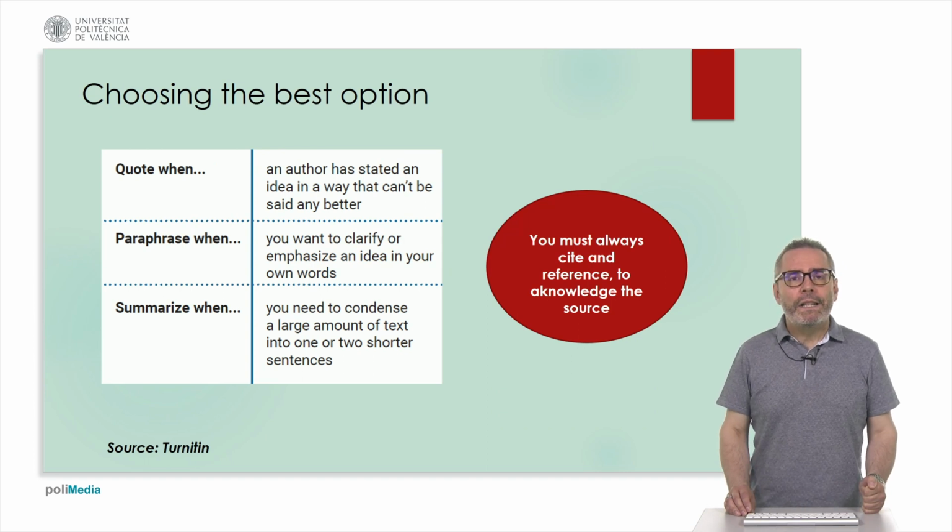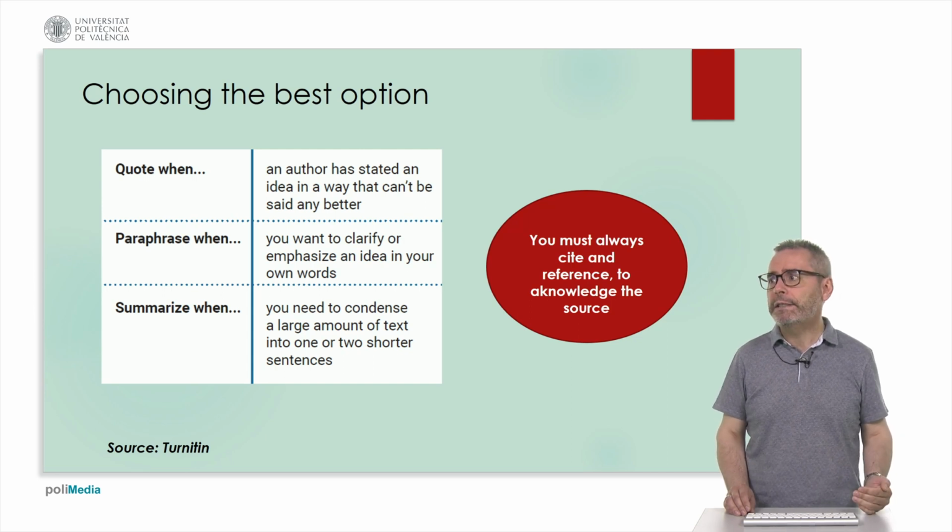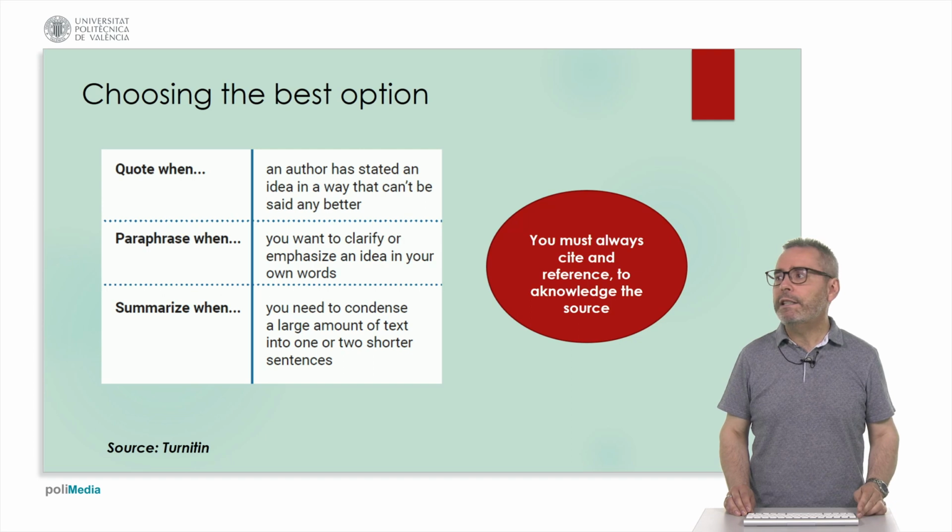Then, when it comes to choosing what is the best option, we must quote when what an author has stated cannot or is very difficult to express in different ways. We paraphrase when we want to clarify or emphasize an idea in our own words, and we finally summarize when we need to condense a lot of information or a longer text into a shorter sentence or passage. You must always, at all times, cite and reference what you are quoting, paraphrasing, or summarizing.